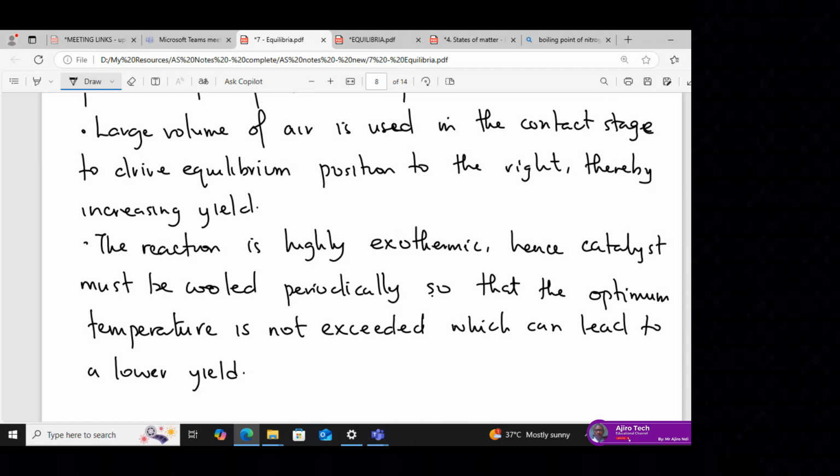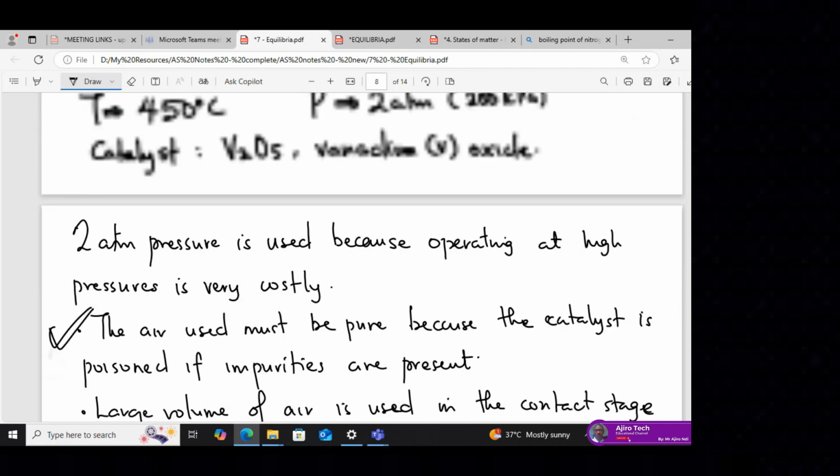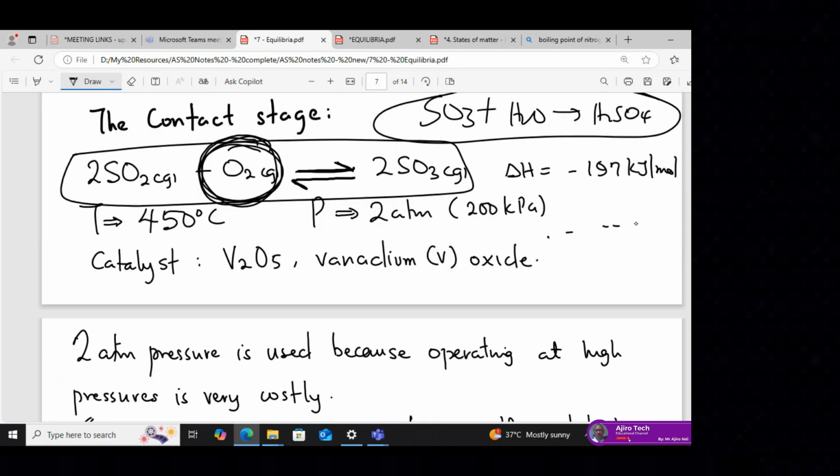The reaction is highly exothermic, hence the catalyst must be cooled periodically so that the optimum temperature is not exceeded, which can lead to a lower yield. Now, the catalyst is like powder. Look at this catalyst. This is where the reaction is occurring. We are operating at what temperature? 450 degrees Celsius.